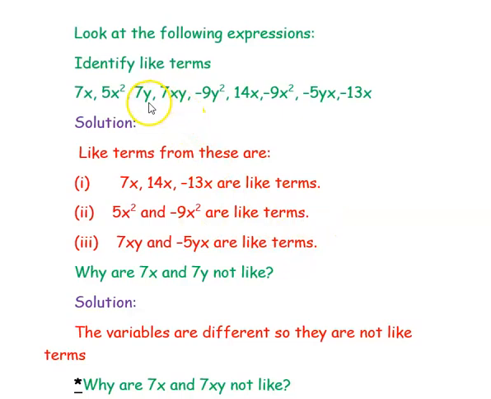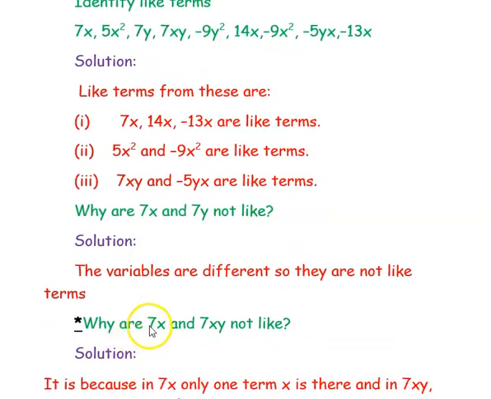Next we will see the y term. Here only 7y is there, so no other like terms. Then xy. So 7xy, we will see another term for xy. So negative 5yx. So xy and yx are the same. So 7xy and negative 5yx are like terms. Then only one y square is there, so no other like terms. Next question is: why are 7x and 7y not like terms? 7x is there, 7y is there, but we are saying they are not like terms because the variables are different.